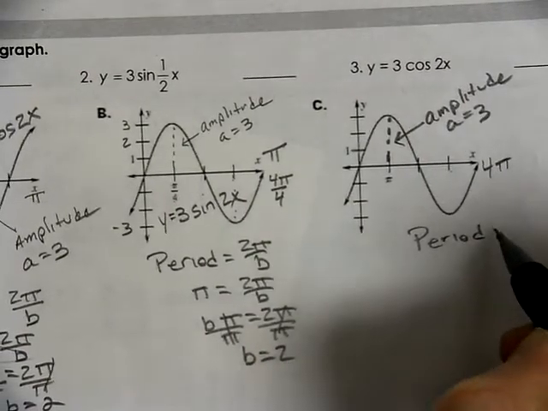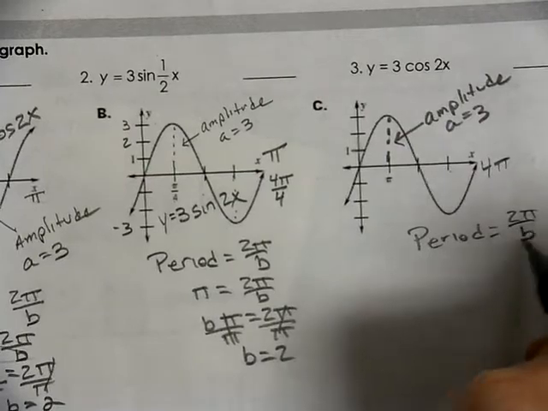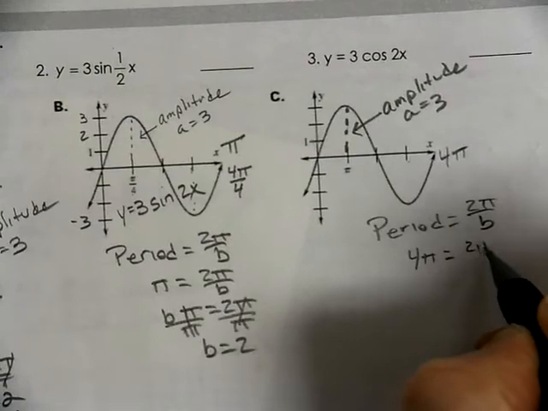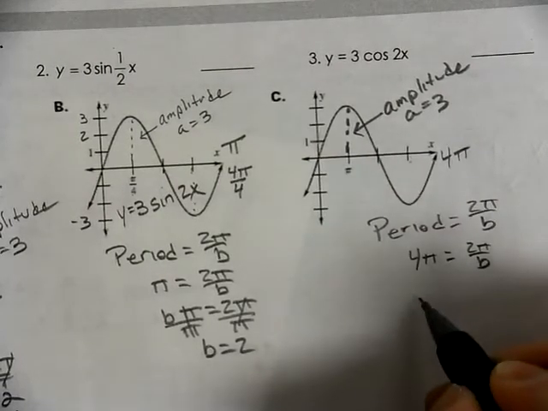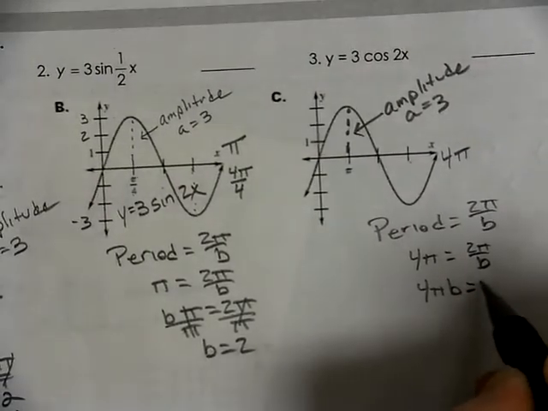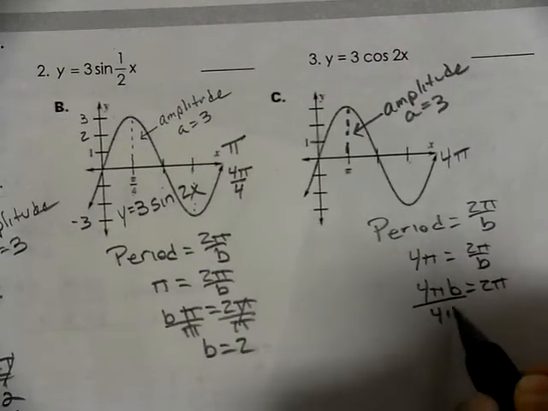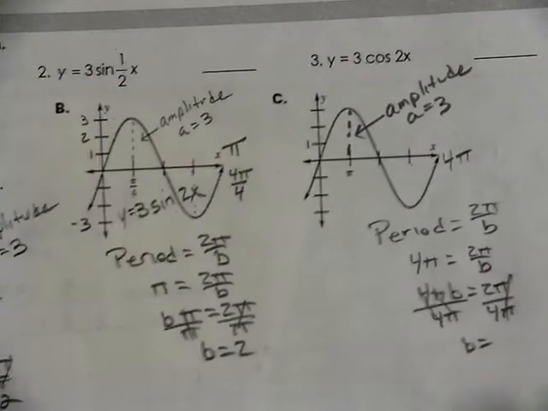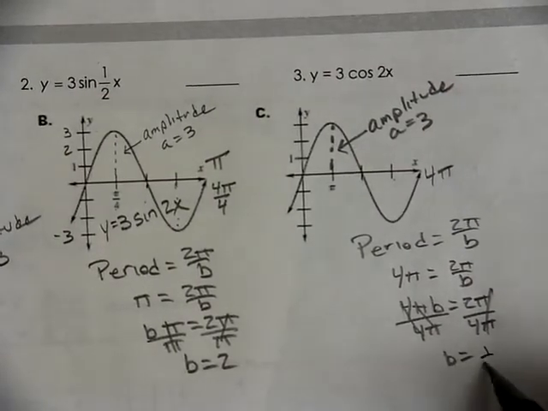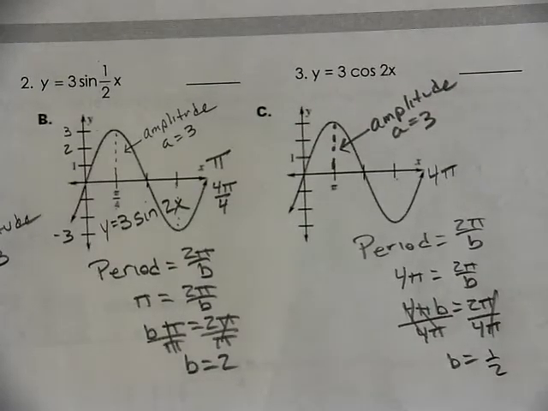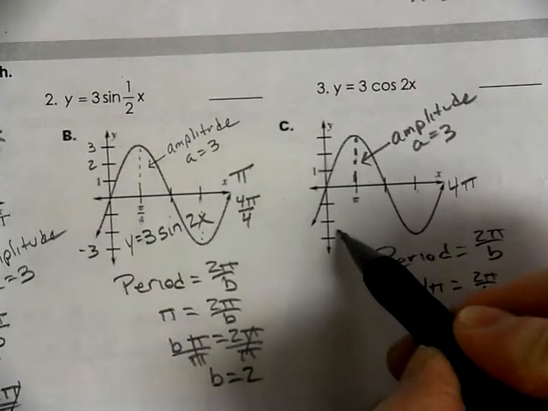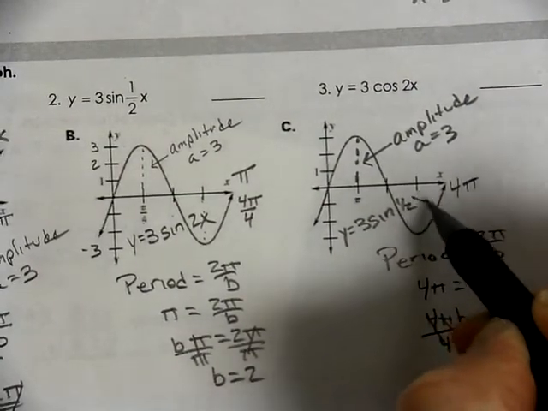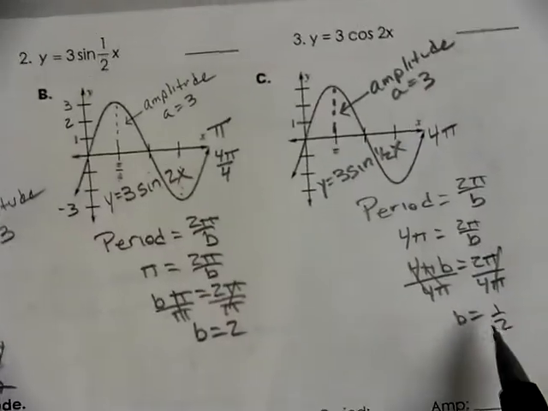So if the period equals 2 pi divided by b, and our period is 4 pi, multiply by the b, divide by the 4 pi, b is going to equal 2 over 4, which is 1/2. The b value has to be a half. So that justifies why we have y equals 3 sine half x, because the b value is a half.